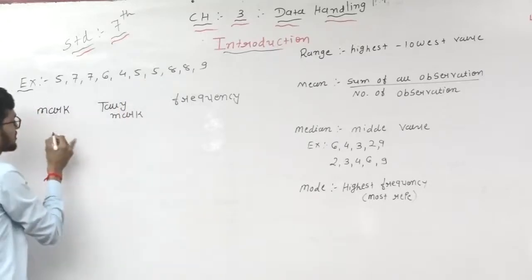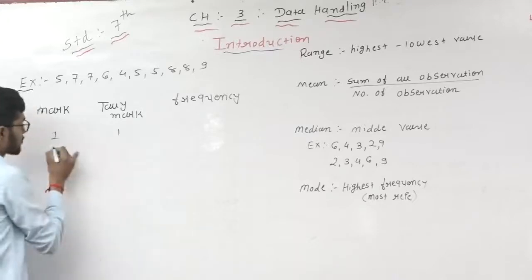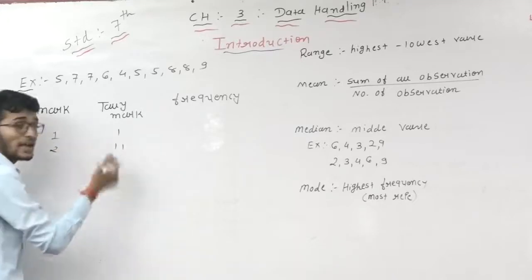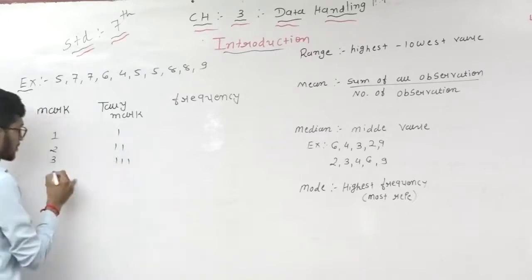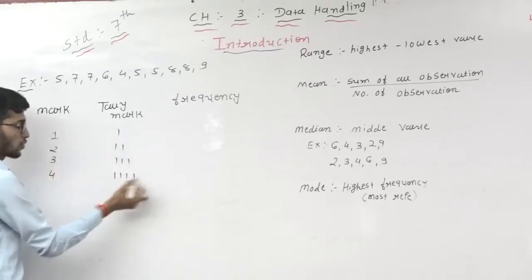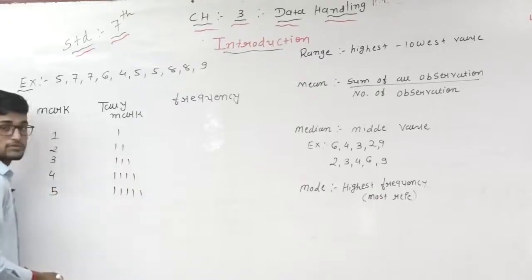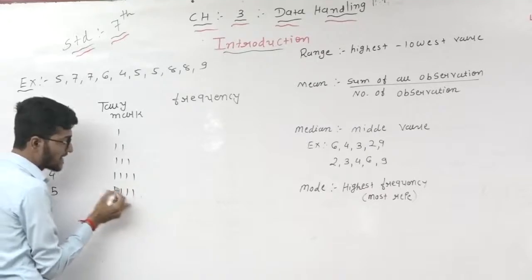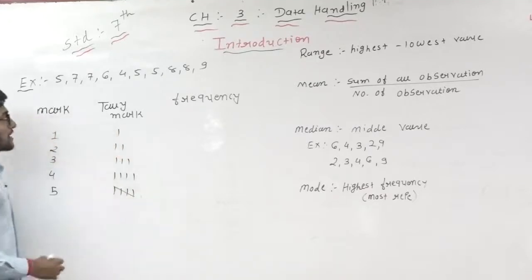Suppose 1 is represented by tally marks, it means 1 line. Suppose 2, it means 2 lines. 3 is represented by 3 lines. 4, 1, 2, 3, 4 lines. 5, 1, 2, 3, 4. You don't write the fifth line straight, but if the fifth line is a diagonal line, it represents 5. So it's called one type of tally marks.